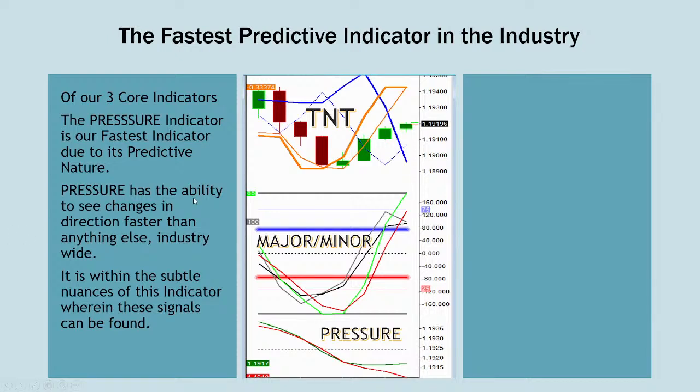So pressure has the ability to see changes in direction faster than anything else, industry-wide. So when the direction starts to change, let's say the market is moving up, and then it's going to start to digress and maybe move down, even if it's just for a moment, right? Let's say we're in a downtrend right here, and it's moving down and then up, and a lot of times we can pick up when the pressure indicator is telling us it's going to start switching and go the other direction. And we'll use other indicators as validation as well to be as precise as possible with our entries, right? So it's within these subtle nuances of the indicators where these signals can be found.